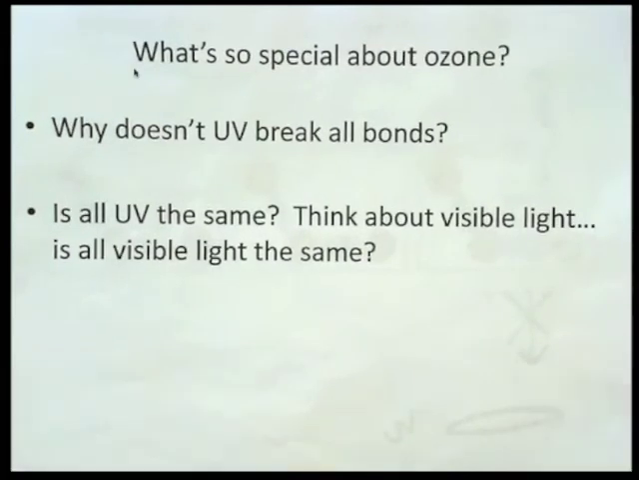Now, that's just the case of ozone. The question is, if ultraviolet light is capable of breaking an ozone bond, why doesn't ultraviolet radiation break all bonds? Or is all the ultraviolet radiation the same? If you think about visible light, we know that it isn't all the same. You can see it's a spectrum, the rainbow, with different wavelengths, and there's different energy associated with the different wavelengths. The red is longer wavelengths, so I would assume it has lower energy. The violet is of shorter wavelengths, so that should be higher energy photons.